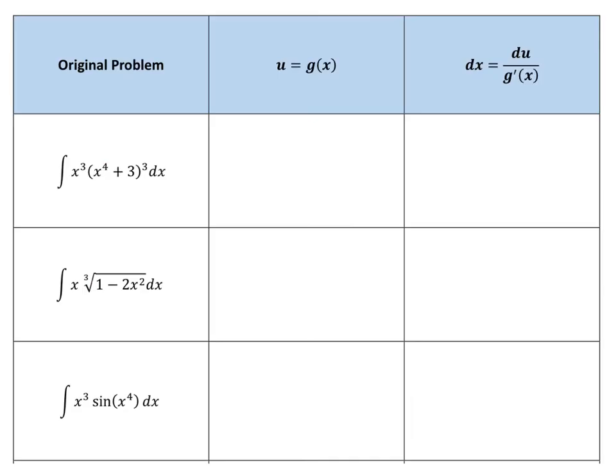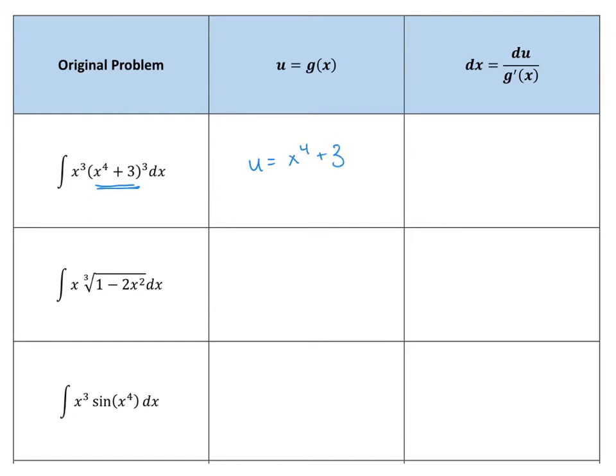With identifying the inside function, with identifying g of x, we already have some practice with this. So if I look at this first problem and I want to identify g of x, what's on the inside? I'm looking for a few things. The parentheses are a real big red flag. Oftentimes the thing that's inside the parentheses will be the inside function. That's the same as it was before. So for this first problem, we're going to have u equals x to the fourth plus 3.